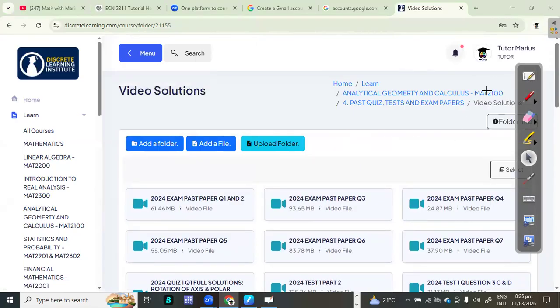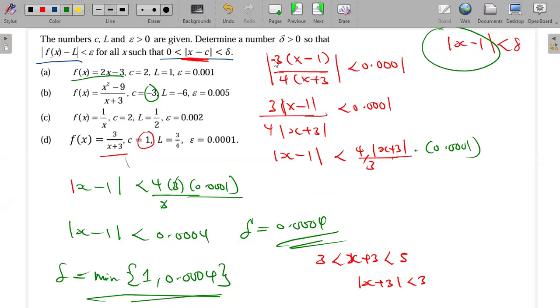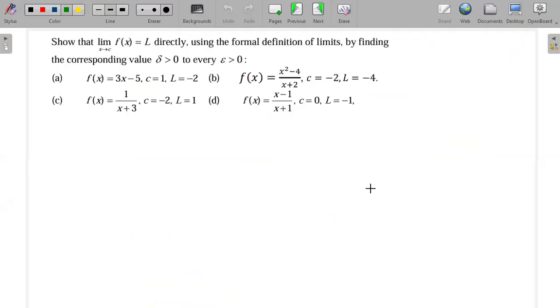Now let's continue and do the next question we have for today. Not to take much of your time, we can do this question here, and then we finish up on this one. This question is still applying the definition of the limit. They're saying to show that the limit as x approaches c of f(x) is equal to this, directly using the formal definition by finding the corresponding delta to every epsilon. So they want us to find that delta.